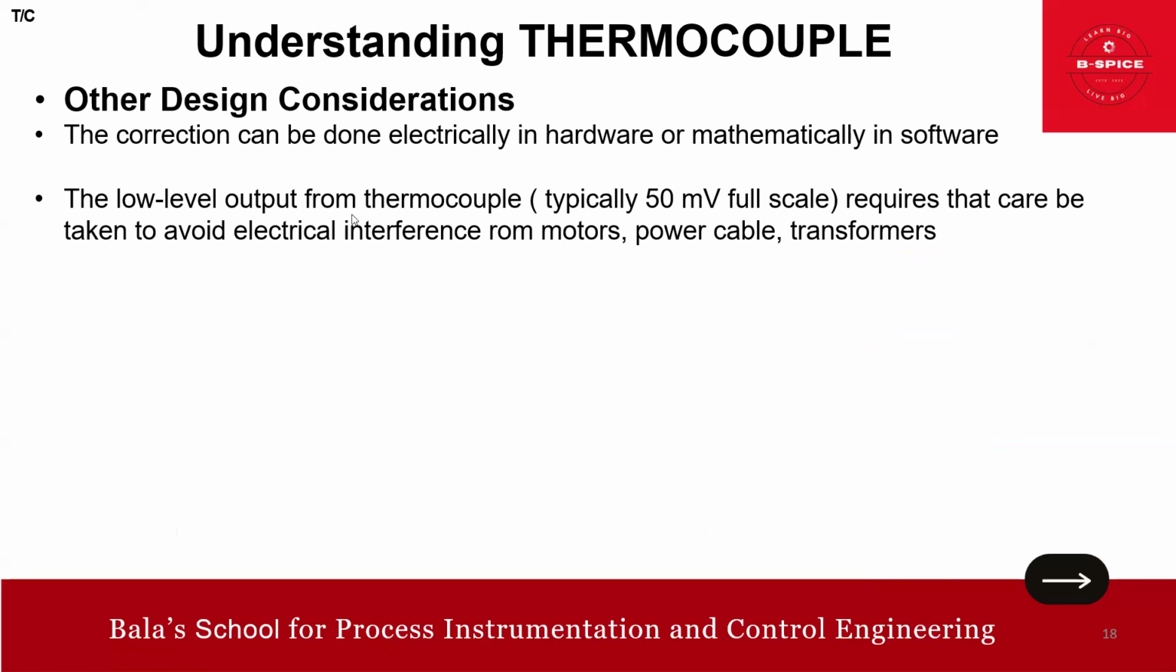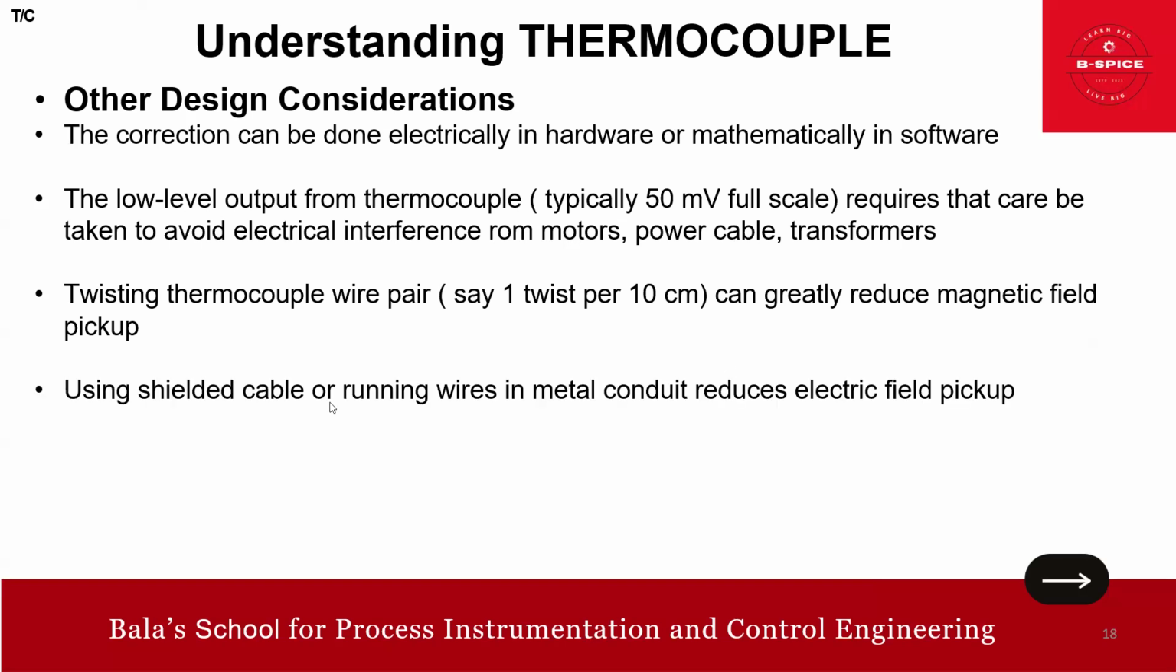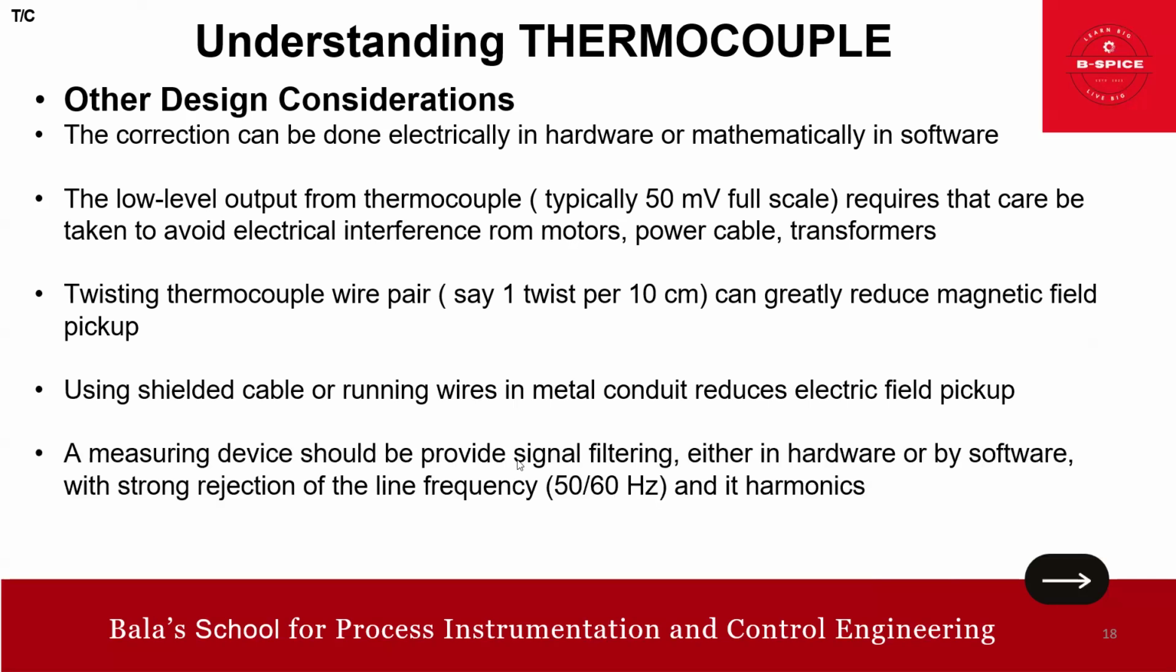The low level output from a thermocouple, typically 50 millivolts, requires that care be taken to avoid electrical interference from motors, power cables and transformers. What we have to do is twist the thermocouple pair, say 1 twist per 10 cm, which can greatly reduce the magnetic pickup. Additionally, using shielded cable or running wires in a metal conduit reduces the electrical field pickup. A measuring device should provide signal filtering either in hardware or software, which we are going to talk about later, with strong rejection of the line frequency and its harmonics.